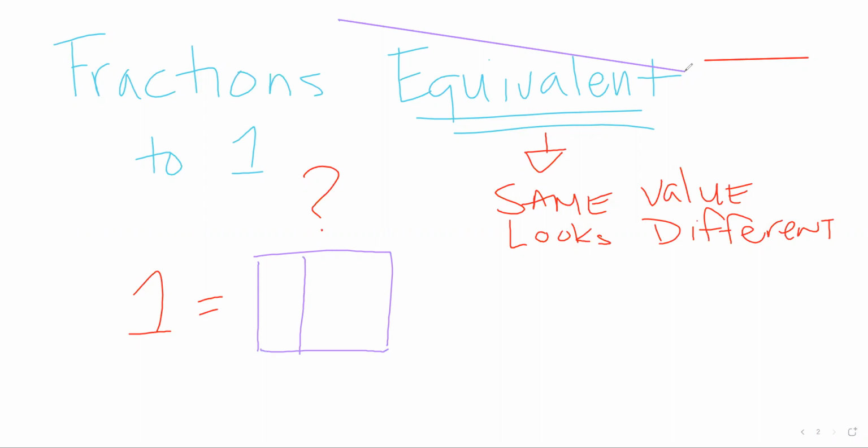So for starters, let's just go here. All right, so I've cut it into 3 pieces. That's very obvious there, I see 3 pieces, and each one is 1 out of 3. So there's my unit fraction of 1/3.